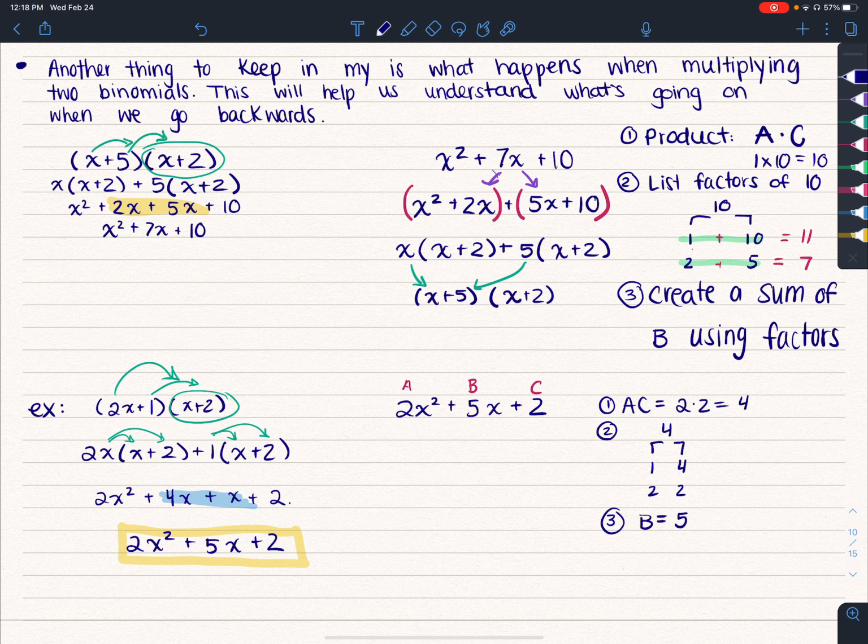So first, B is 5. We look at our factors. 1 plus 4 gives us 5. 2 plus 2 gives us 4. So since B equals 5, use 1x and 4x. So now we know what we need to break B up into. 2x squared plus 1x plus 4x plus 2.